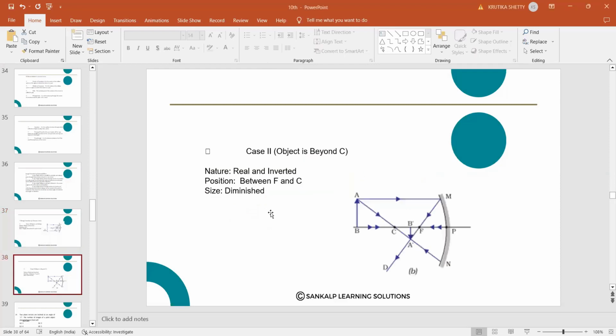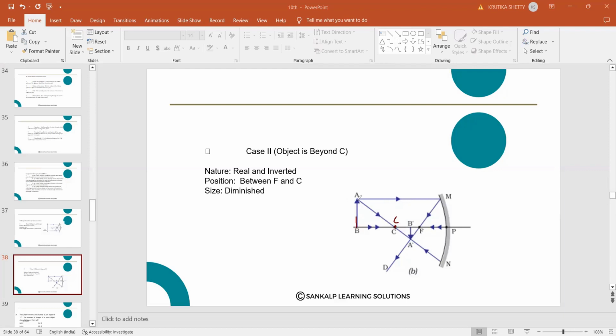Yes. So case 2. So what is this case 2? In case 2, here it is. You can see where the object is placed. Object is placed beyond the point C. So this is my C point. This is my center of curvature. Here is the center of curvature, and you are placing the object behind it. The object is placed back side of this center of curvature.